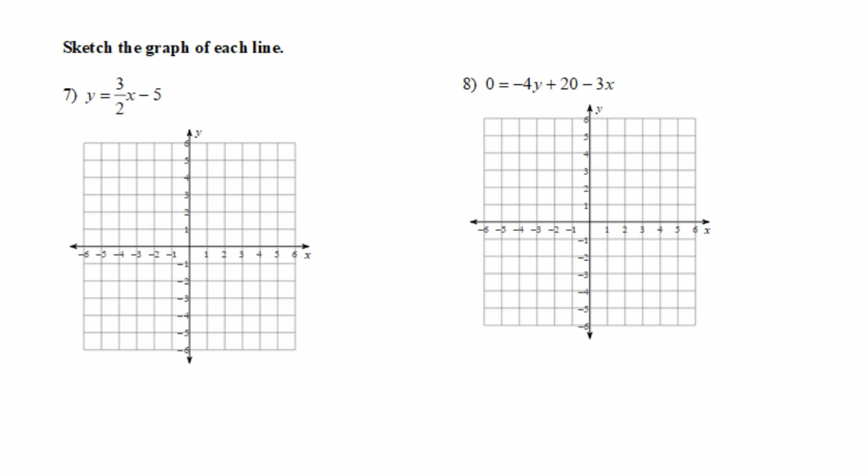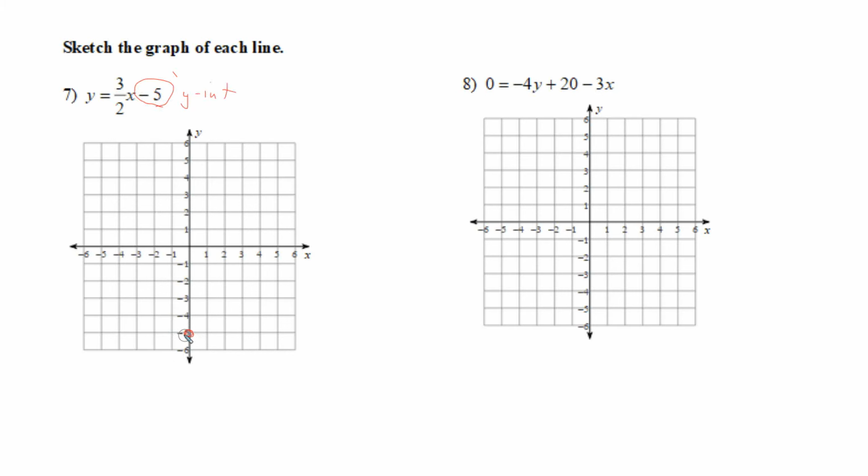Here we will work through questions 7 through 10 on this review. They all have to do with lines. So this first one is pretty straightforward. This is in slope-intercept form already. We actually start with the y-intercept here, and we graph that first. So our y-intercept is -5.